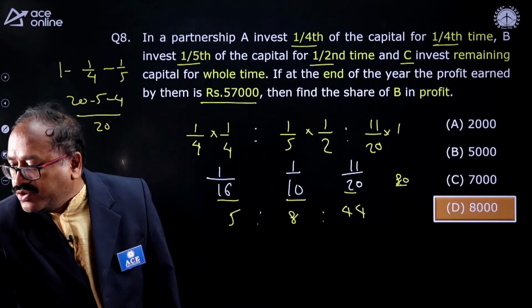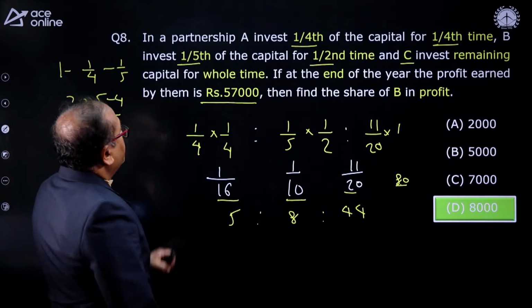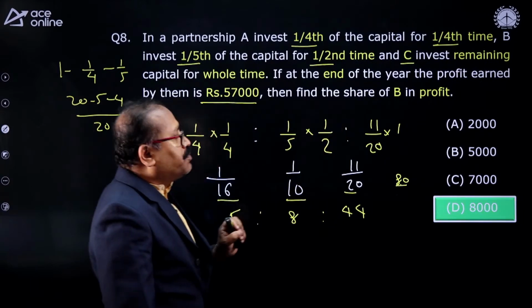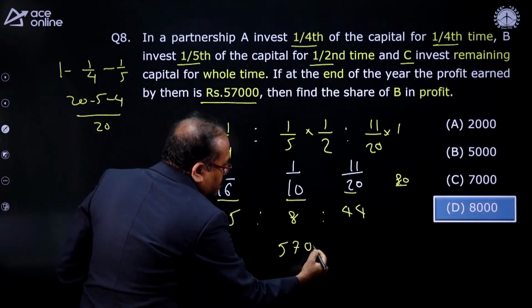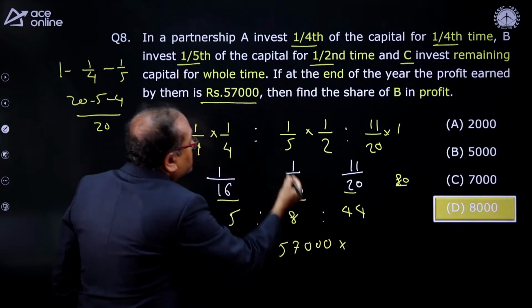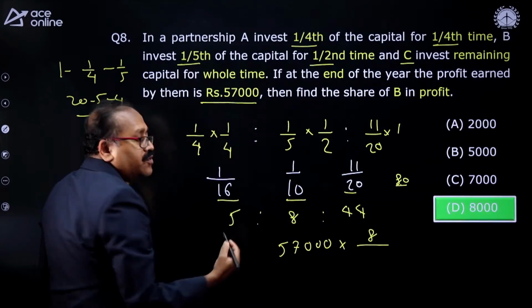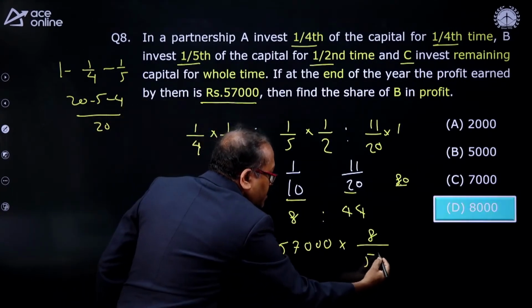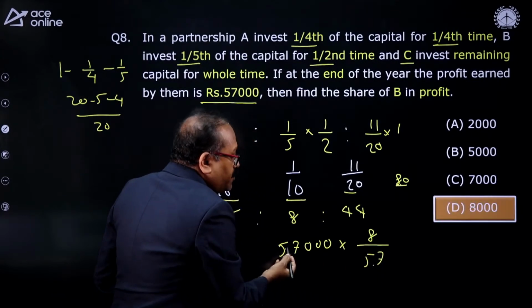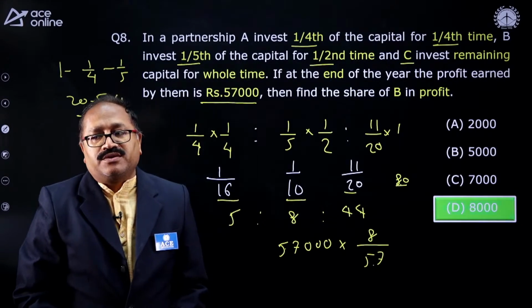Okay, Kishore, is that correct, sir? Okay, now find B's profit. The total profit is 57,000. Now I can answer the question. 57,000, and B's profit is 8 parts out of how many parts? 44 plus 8 is 52 plus 5, which is 57. Now 57 gets cancelled. The answer will be 8,000.